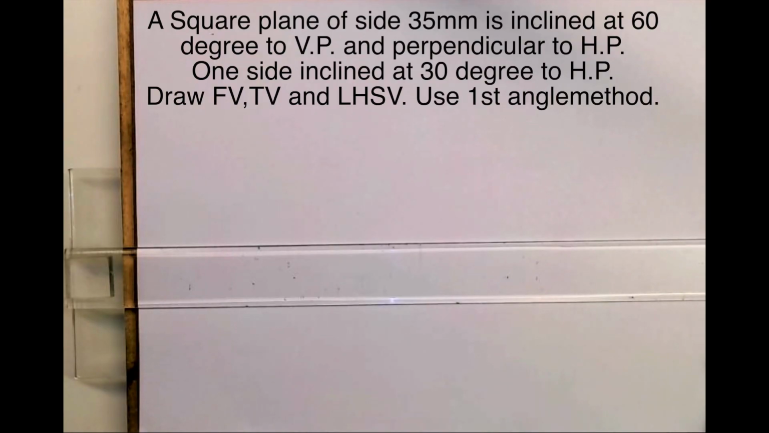Welcome to Technical Drawing. Today we'll draw a square plane of side 35 mm which is inclined at 60 degrees to VP and perpendicular to HP. One side is inclined at 30 degrees to HP and we have to use the first angle method.